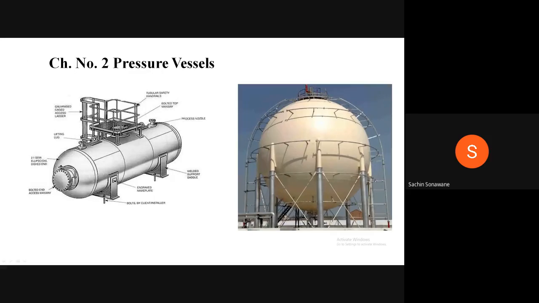On the left side of this slide, this is a horizontal pressure vessel. It is mounted on these two saddle supports. This support is known as a saddle support. If you see, the pressure vessel consists of this main tank, which is closed by some heads.